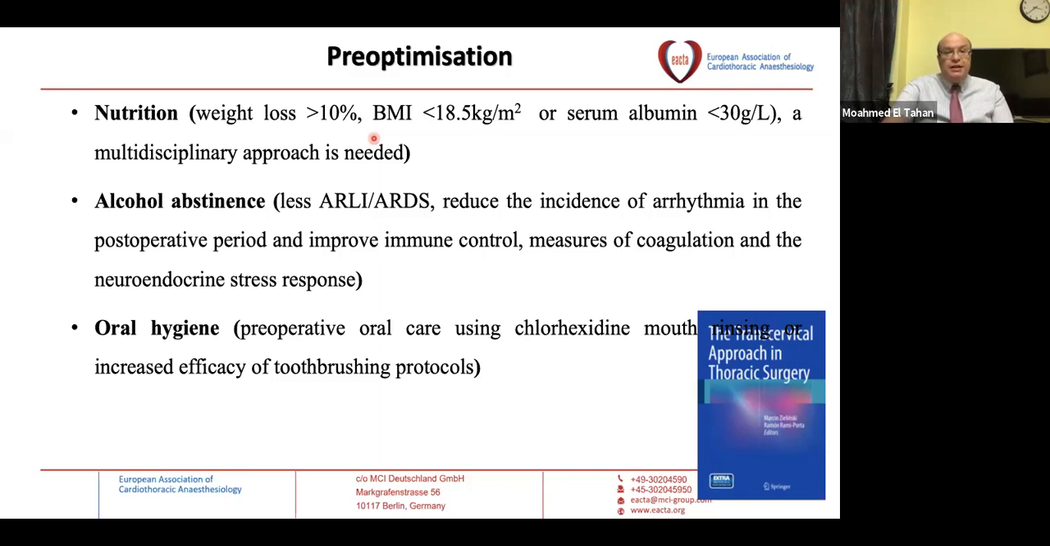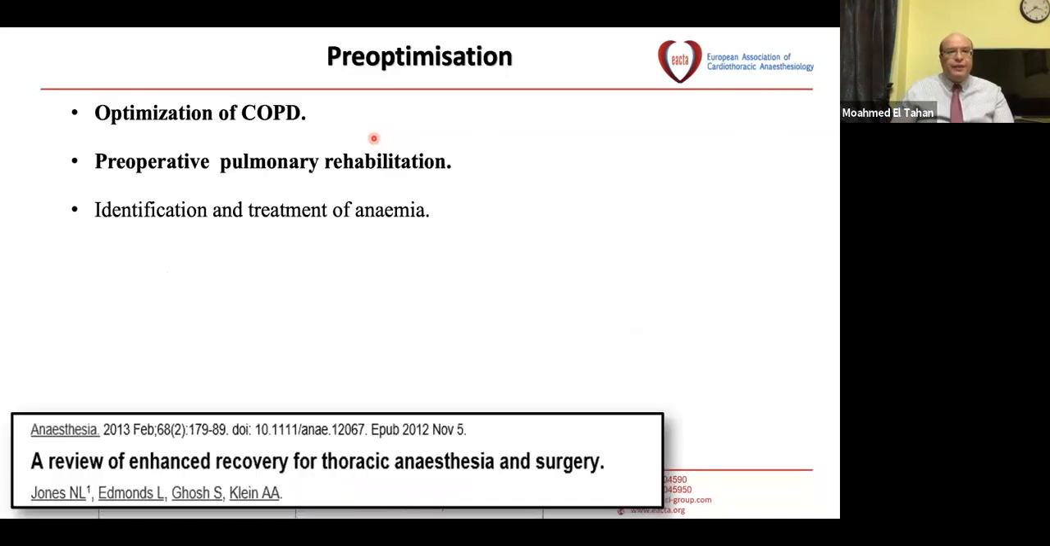Oral hygiene should be considered preoperatively with chlorhexidine mouthwash, which has increased efficacy with toothbrushing protocols. It might reduce the incidence of postoperative pulmonary complications, particularly pneumonia. Optimization of chronic obstructive lung disease using bronchodilators, chest physiotherapy, postural drainage, and the use of steroids as much as needed is important.